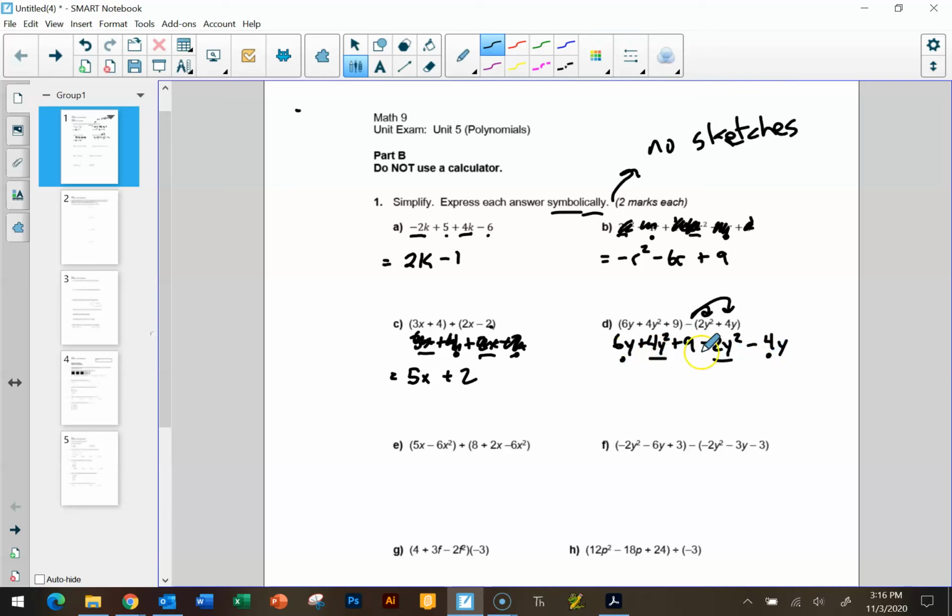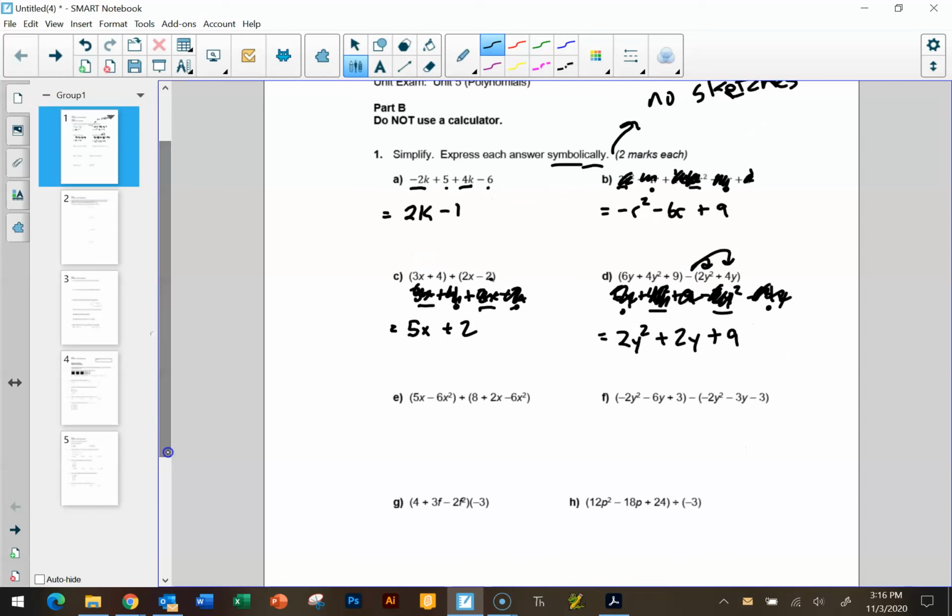So let's start with the y squareds. I've got a positive 4y squared and a negative 2y squared, so that's going to leave me with 2y squared. Right? 4 minus 2. I've got 6y minus 4y, so that's going to leave me with 2y. And then I've just got the plus 9 left over.